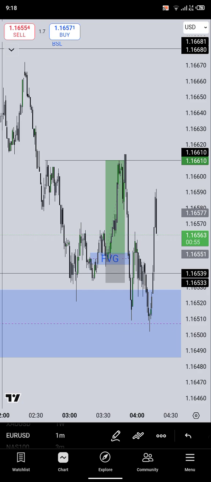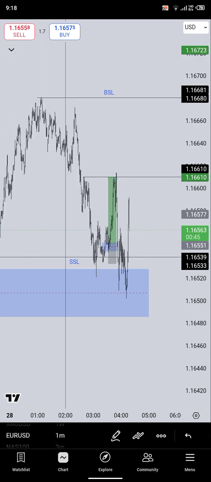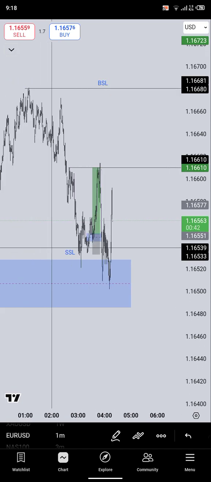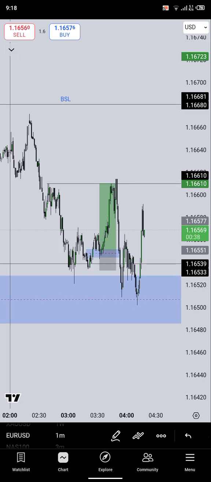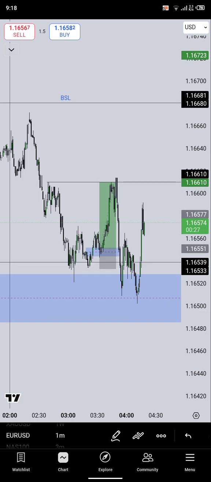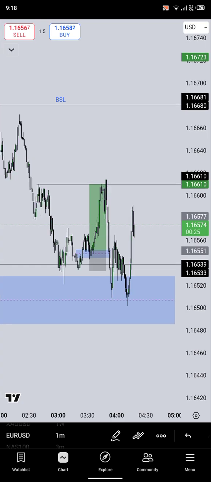The second thing is that I shouldn't be trying to seek home runs, trying to place my stop loss and my take profits at unrealistic levels just because I want to get more. That's the greed.